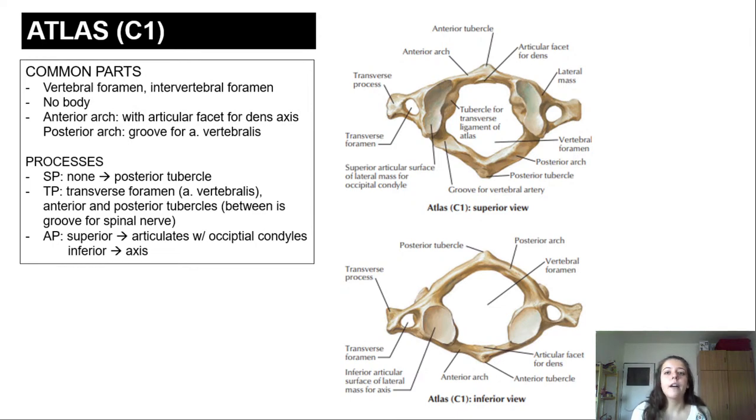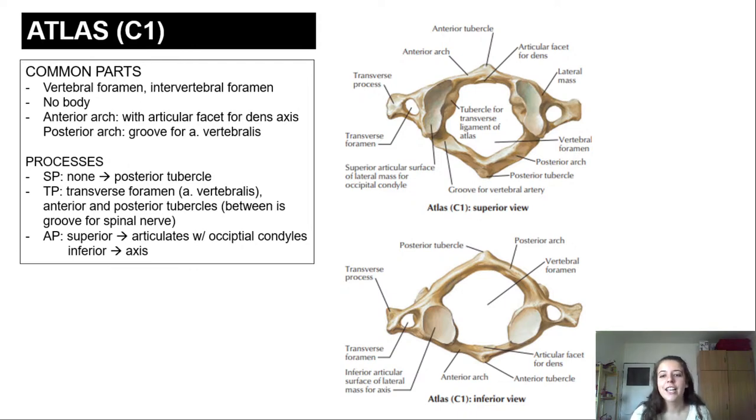Atlas does not have a body. You can see that it does not have a body, but instead it has the anterior arch and the posterior arch. The anterior arch is going to have the anterior tubercle, which is like a remnant or future construction of the body in the lower vertebrae, and the articular facet for dens. Dens is a structure of axis, which is C2, that is going to help articulate the neck. So we have atlas C1, and here we have the facet, and then the dens is going to insert in here, in the articular facet for the dens, and it's going to articulate like this. I hope you guys can see it.